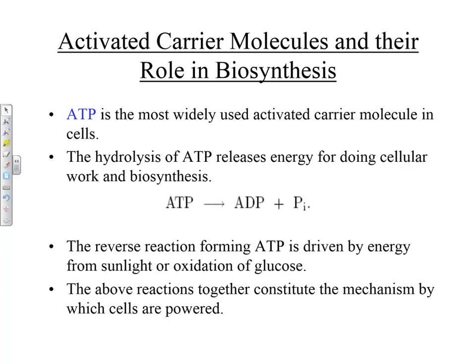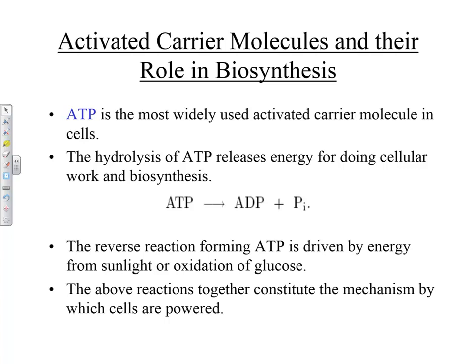So among activated carrier molecules, ATP is the most widely used activated carrier molecule. You can have GTP. Remember, there are 4 different nucleotides, A, G, C, and T. Okay, there is something called guanosine triphosphate too. That plays an important role in cells. But ATP is the most widely used one. The hydrolysis of ATP releases energy for doing cellular work and biosynthesis, right? Because you can easily break down ATP into the diphosphate and the inorganic phosphate.